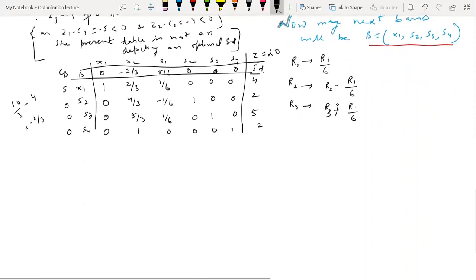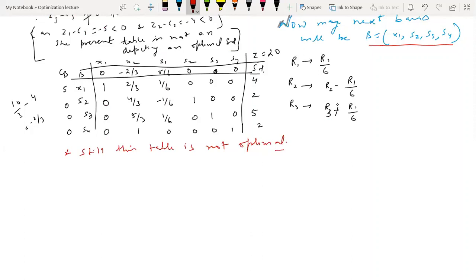No. Still this table is not optimal. Why? Because Z2 minus C2 is equal to minus 2 by 3, which is negative. So my optimality condition is not satisfied. Okay. So that means now I have to enter x2 into the basis.